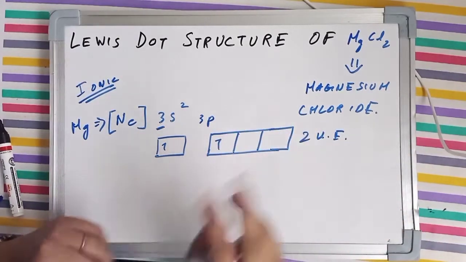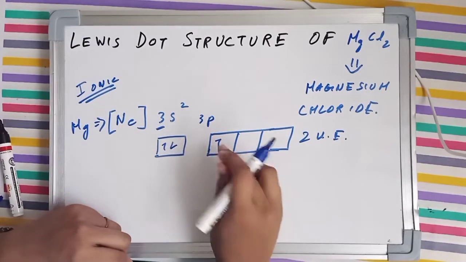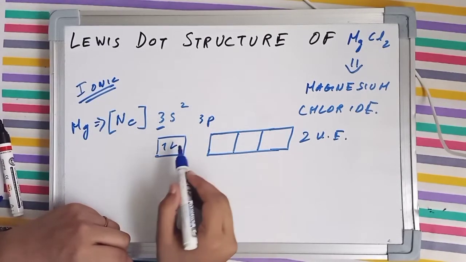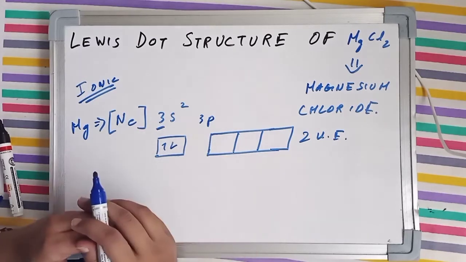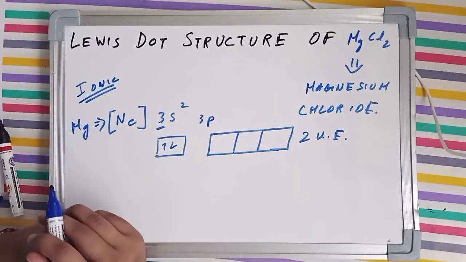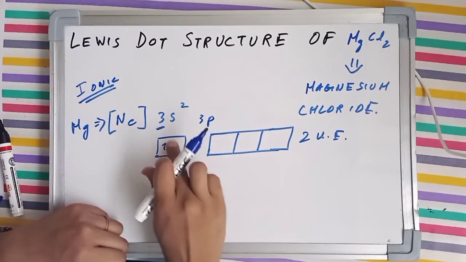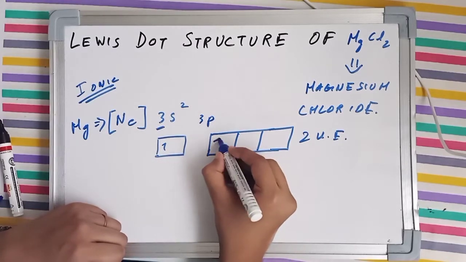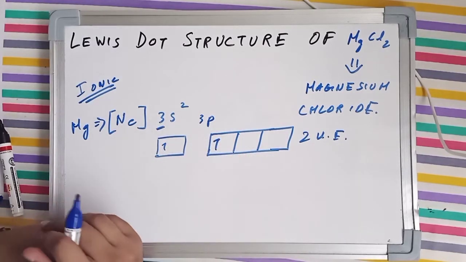It can make 2 covalent bonds now, whereas when it was in this form, these 2 electrons are in paired form and magnesium is inert to any bond formation. So whenever magnesium forms bonds, it will make them in this form only, in the excited form.